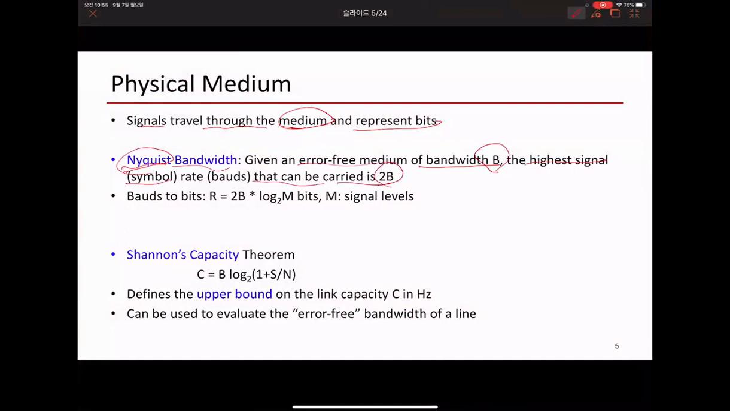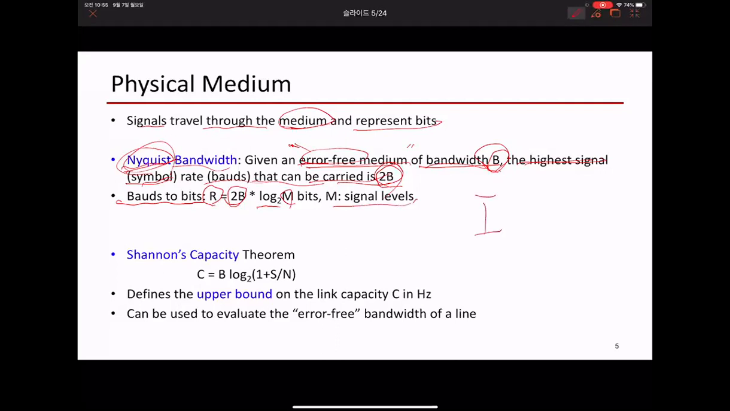So Nyquist proved it. Given an error-free medium, which is very rare, like fiber optics, with bandwidth B, the highest signal symbol rate that can be delivered is 2 times your bandwidth. So baud to bits: 2 times the bandwidth multiplied by log 2 M. M is the number of signal levels.